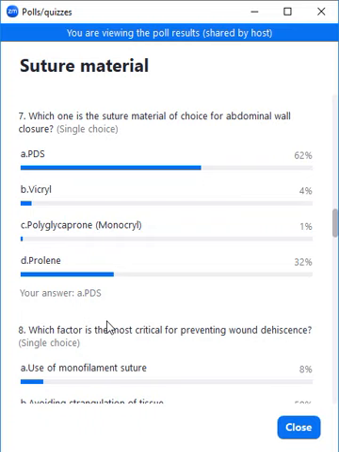Question 7. Which is the material of choice for abdominal wall closure? Option A, PDS. B, Vicryl. C, polyglecaprone, that is Monocryl. And option D, Prolene. Correct answer is option A. PDS is the suture material of choice for abdominal wall closure. 62% students answered correctly.